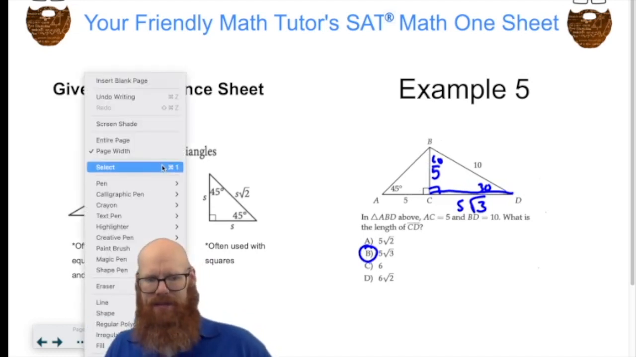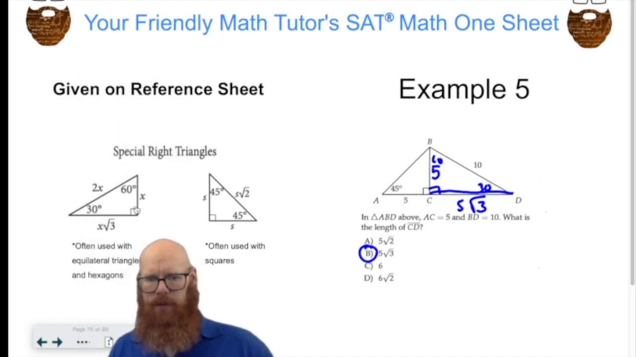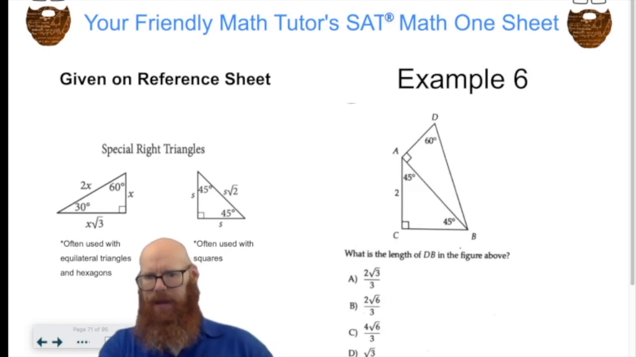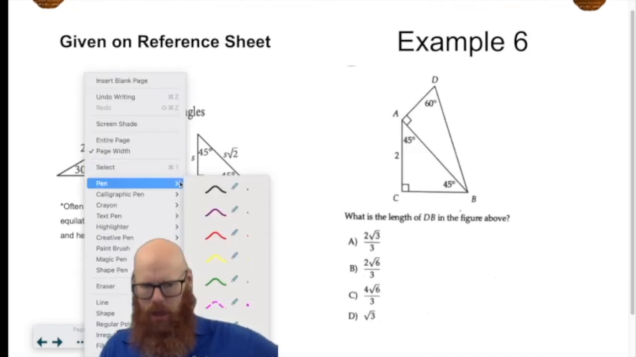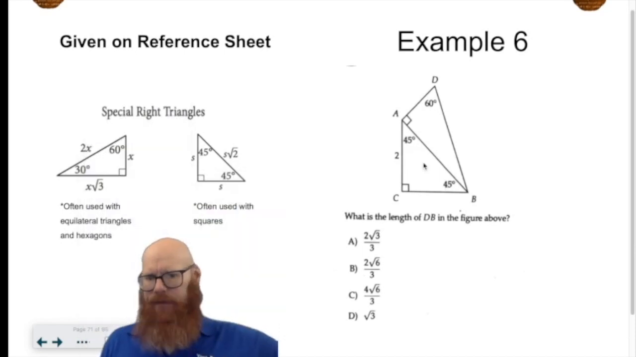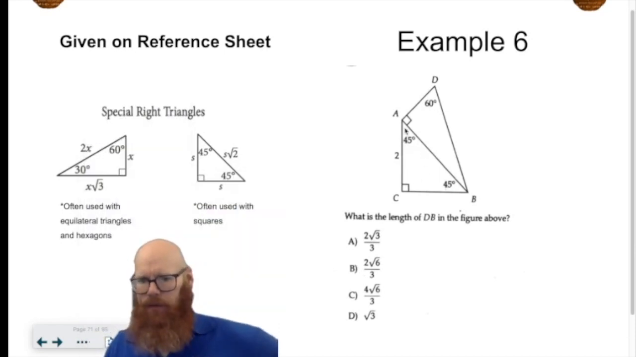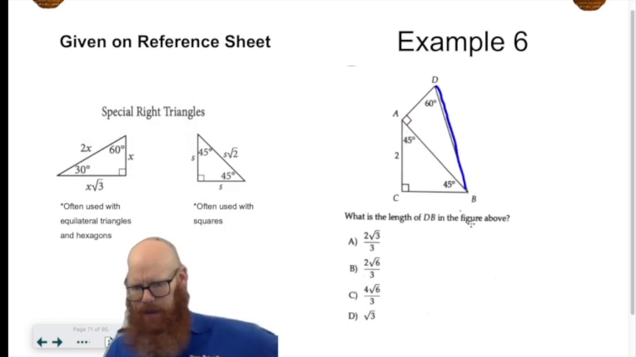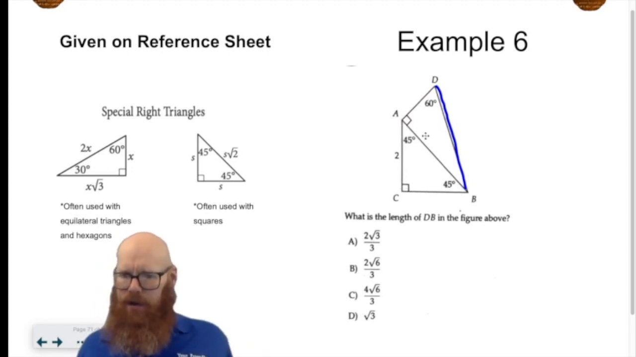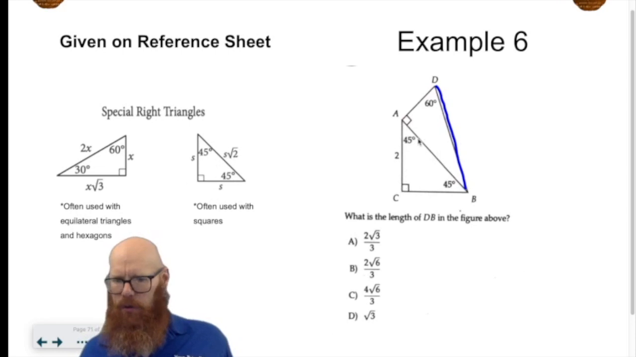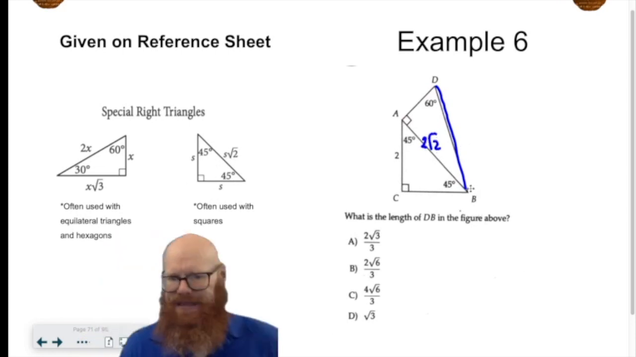All right, and then let's take a look at one more for our special right triangles. Again, we have another one with two of them. We have, again, a 45, 45, 90, where they say this side is 2. We're trying to make our way over to DB. And this side is 2, which means the hypotenuse, if we look at our 45, 45, 90, is the side times the square root of 2. So this is 2 square root 2. We're trying to find DB.